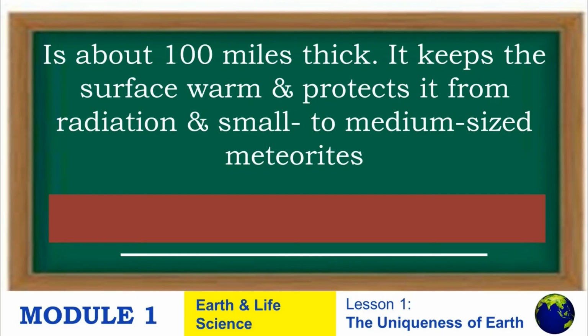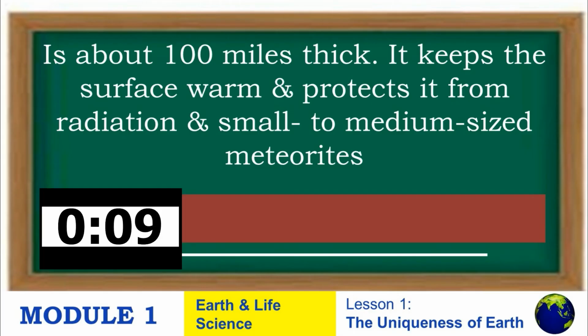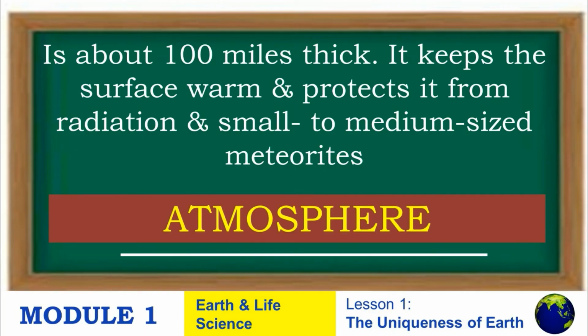Next one is, it is about 100 miles thick, so it keeps the surface warm and protects it from radiation and small to medium sized meteorites. And the correct answer for that is atmosphere.